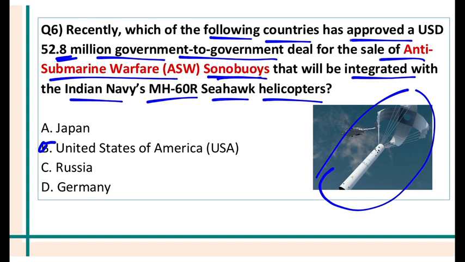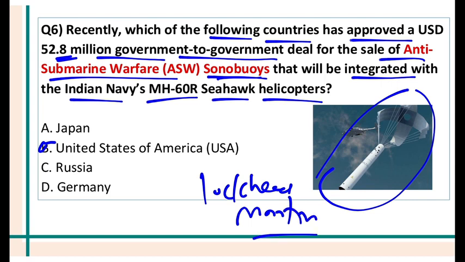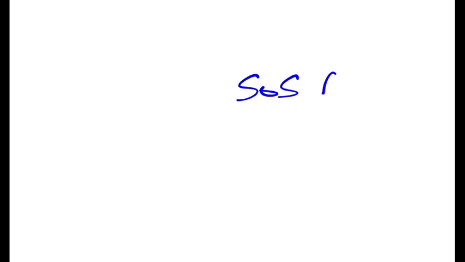Right? And these MH-60, they are extremely competent helicopters. Now, can you tell me who manufactures the MH-60 helicopter? Lockheed Martin. So these are manufactured by Lockheed Martin, right? And India and America have also signed an agreement recently, the Security of Supplies Agreement, or SOSA. It has also been signed recently.